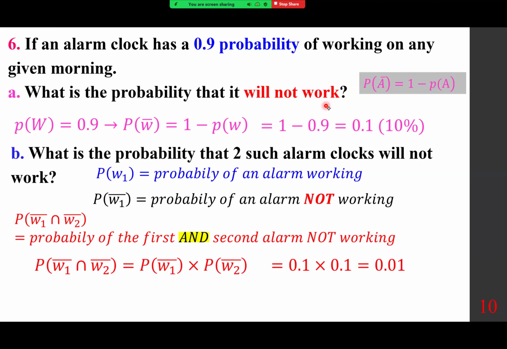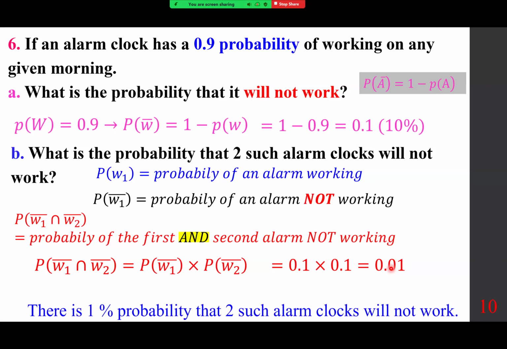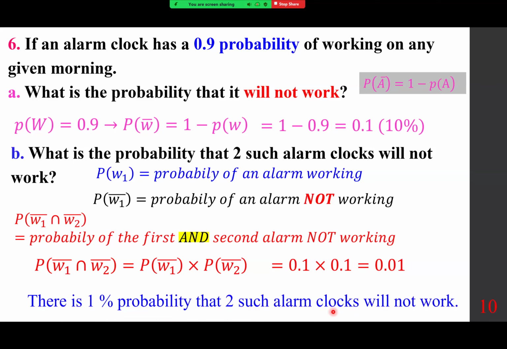However, as independent characters, there's only a 1% chance that it's not going to work. Okay, there is a 1% probability that two such alarm clocks will not work, and they use this in industry. That's why, for example, the jet engines work independently. So if one fails, others don't.